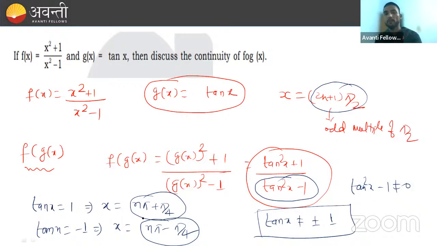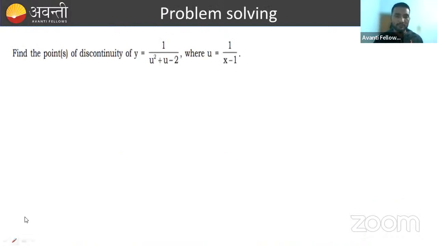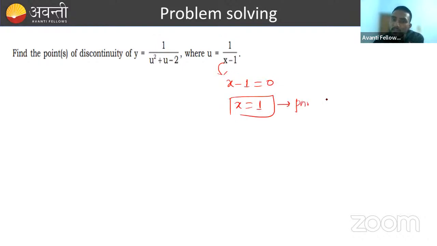Okay, yeah. So now we will check for the second one. Here we have to find the points of discontinuity of y, that is 1 by u square plus u minus 2, where u is equal to 1 divided by x minus 1. So first we need to check for this. x minus 1 should not be 0, so x cannot be 1. So this is your point of discontinuity.